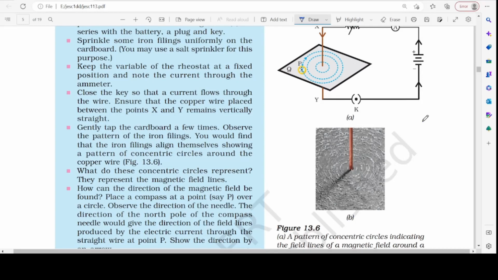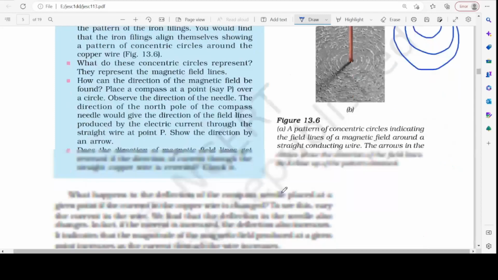Now, what do concentric circles mean? There is a circle, and then there is an outer circle, and then there is a more outer circle. There can be a number of concentric circles in this fashion. So this is the pattern in which iron filings would be arranging themselves, and because a compass is placed over here, we would observe a deflection in the compass. The direction of the compass will give us the direction of magnetic field at that particular point.